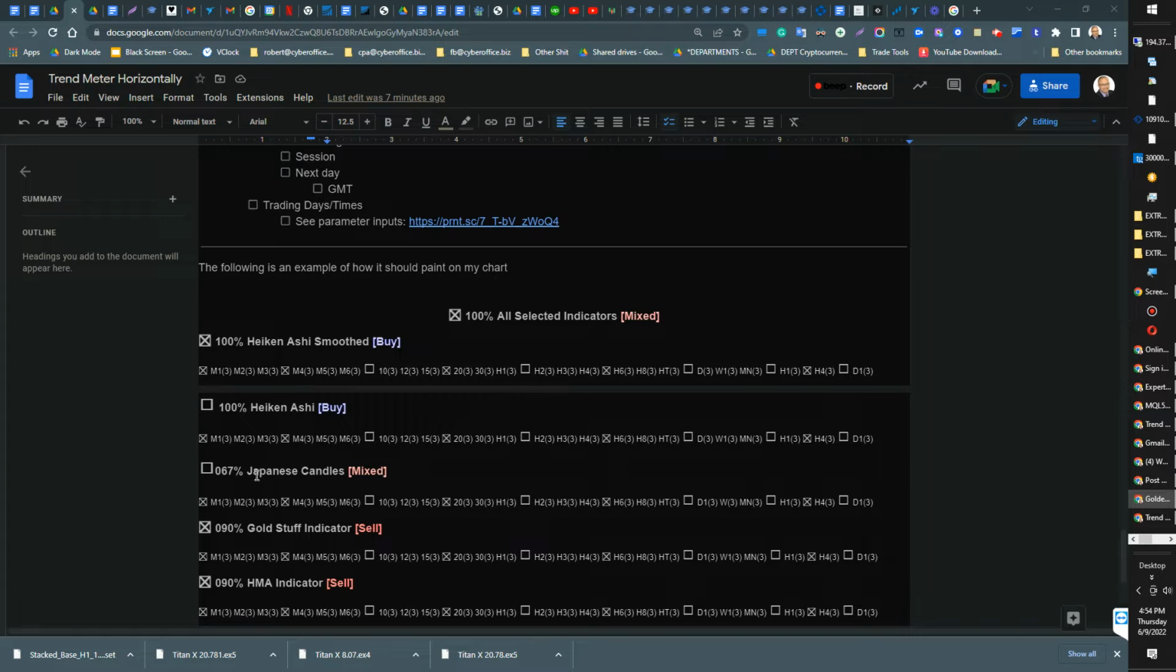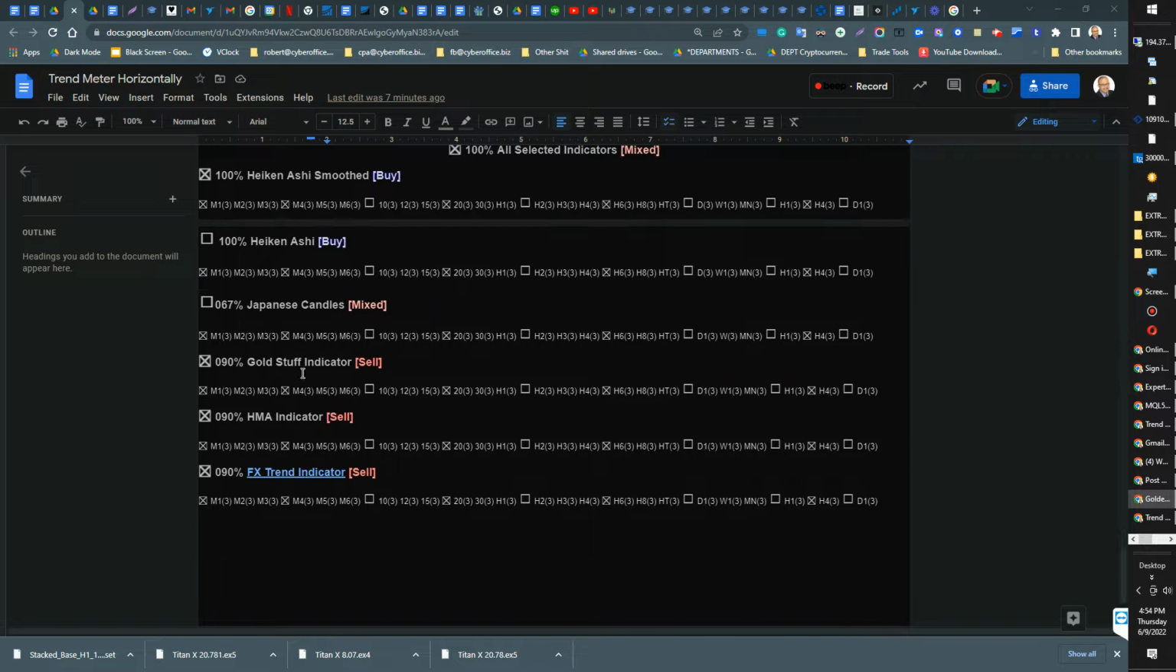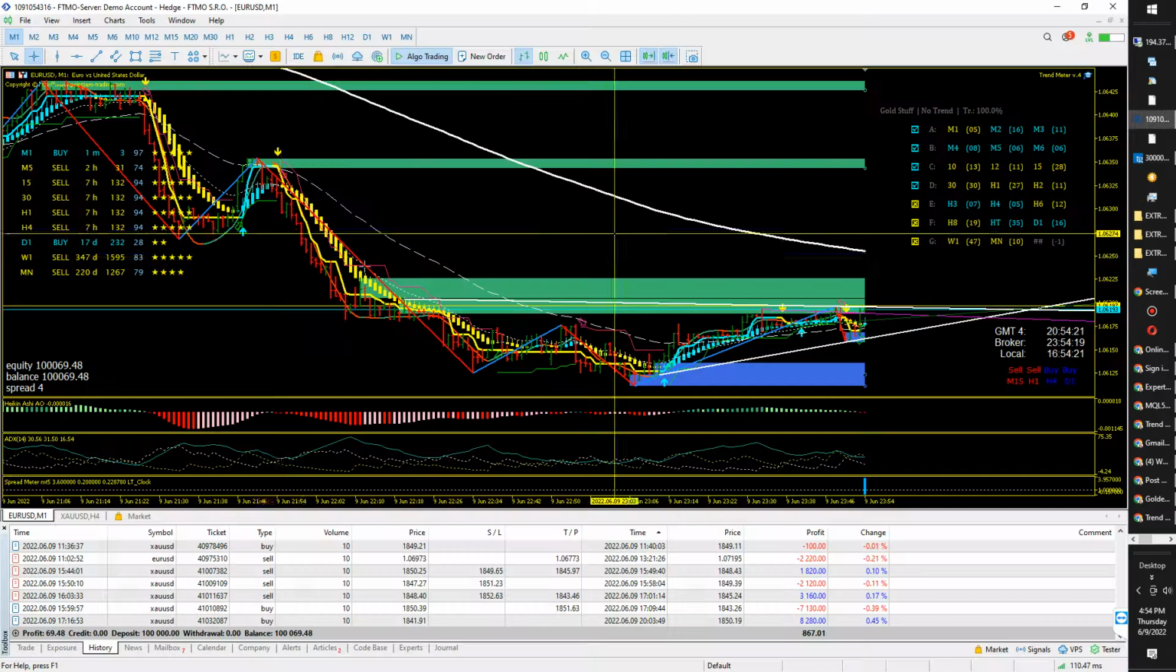Then I have the Japanese candles, all the time frames on one line. Gold stuff, HMA, and I don't know if the FX indicator can be done that way, but if it can, it can. If it can't, it can't. Yes, you can try. This is the FX indicator. This one over here.